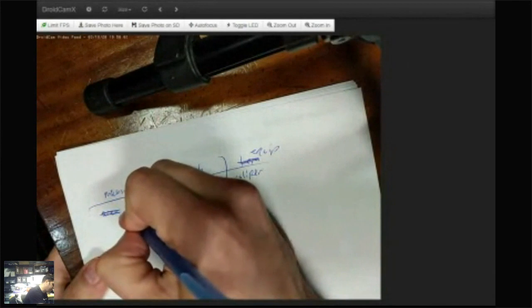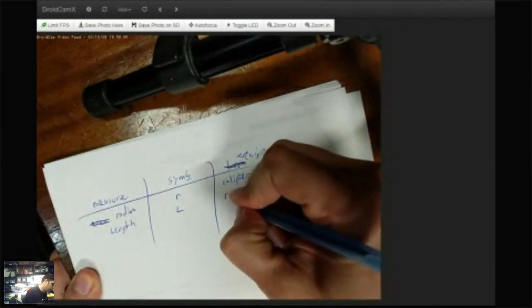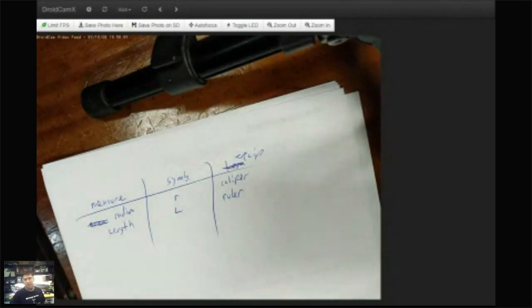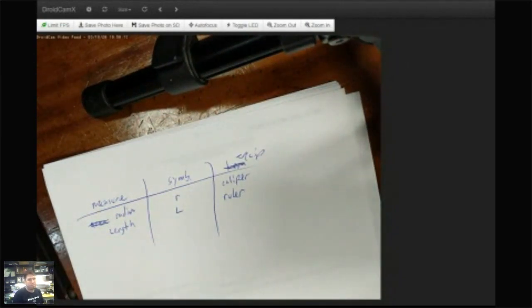We're going to measure the length. I'm going to call that L, and I'm going to use a ruler for this. Depending on what's going on, a meter stick or tape measure. You could use a caliper too if you really wanted to, though they only go out so far. So depending on how long your wire is, you've got some options there.